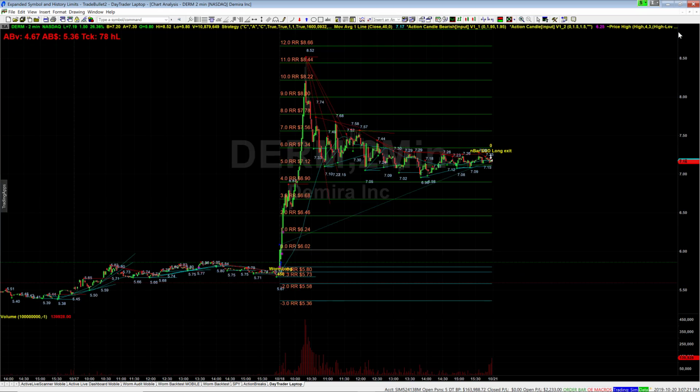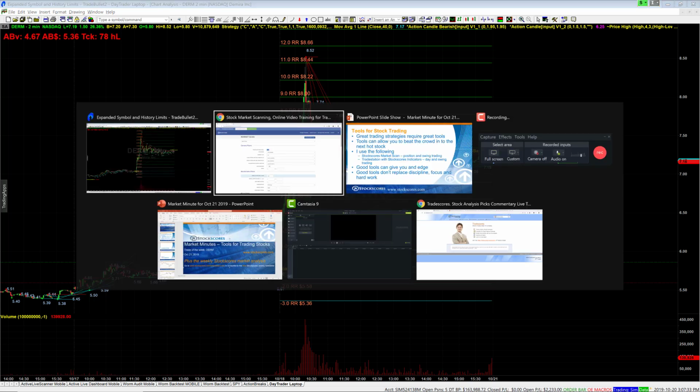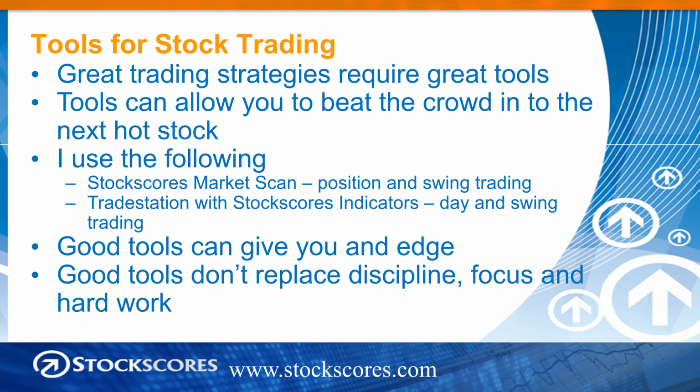So for example, on this chart, which is the day trade of the week that we'll talk about later, you can see there's little pink dots there. There's these different lines that are being drawn on the chart. That's all my own indicators for TradeStation. And again, we'll look at this particular stock later in the presentation.